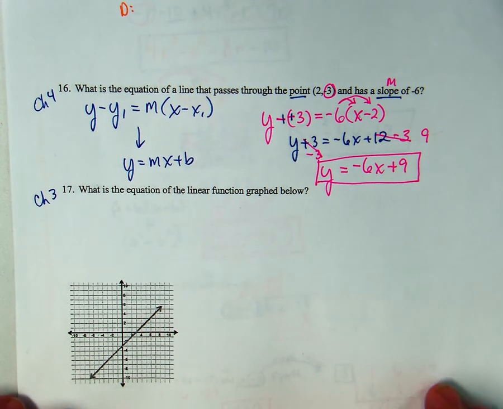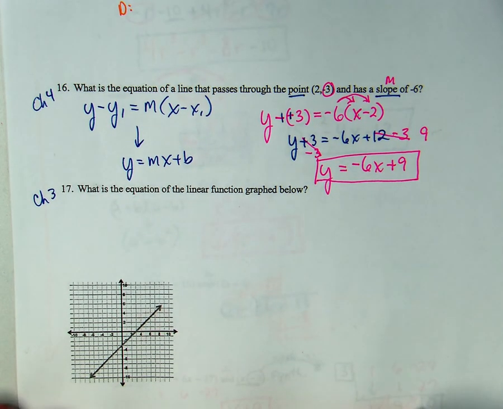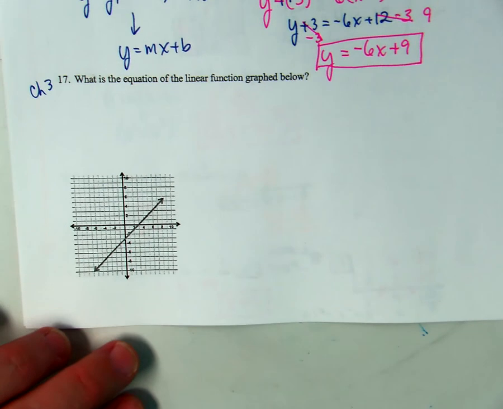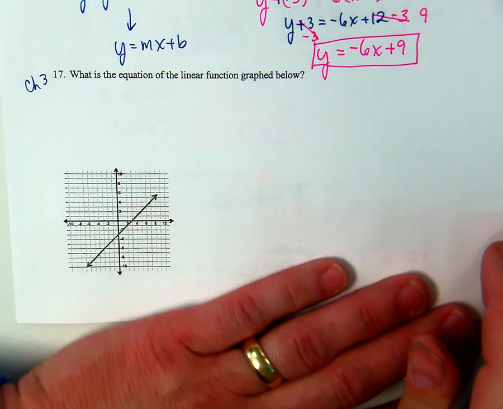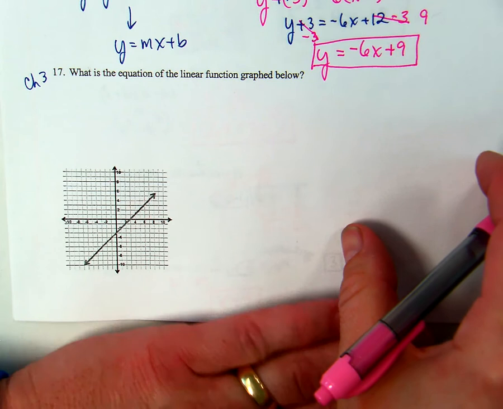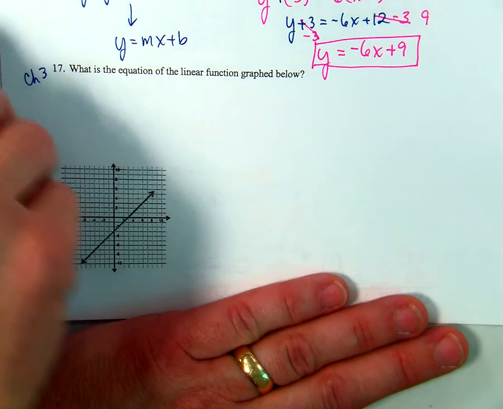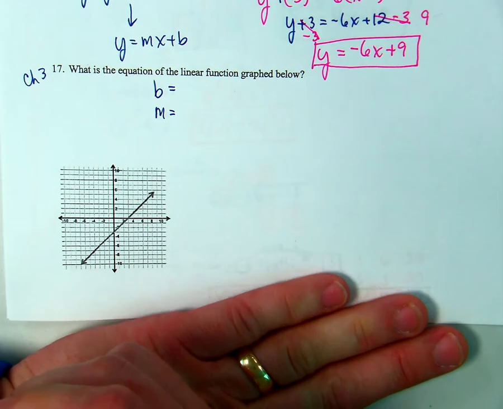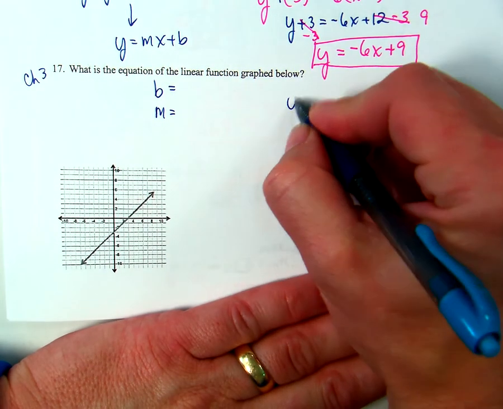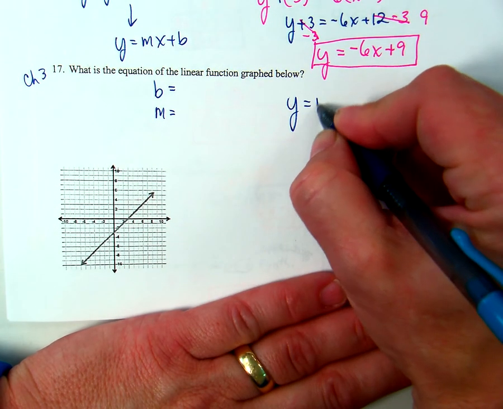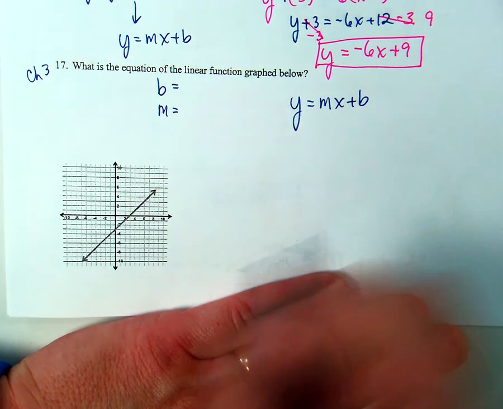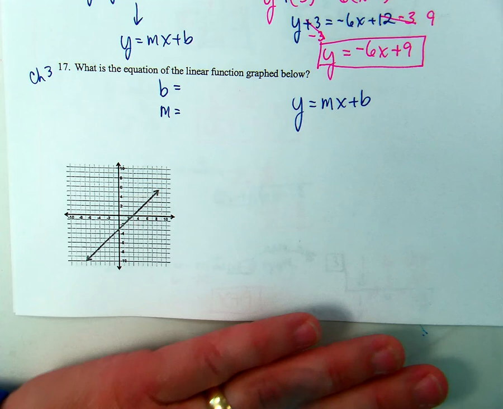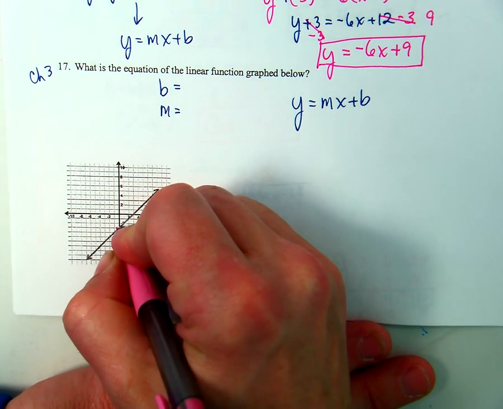All right, number 17, what's the equation of the linear function graphed below? So let's move this up just a little bit so we can kind of talk about it. This one, again, is very simple if you just remember a couple of key points. What is B and what is M? Because if I can find those two, then that's all I need to plug into mx plus b, right? So b is the y-intercept. That is where it crosses the y-axis.